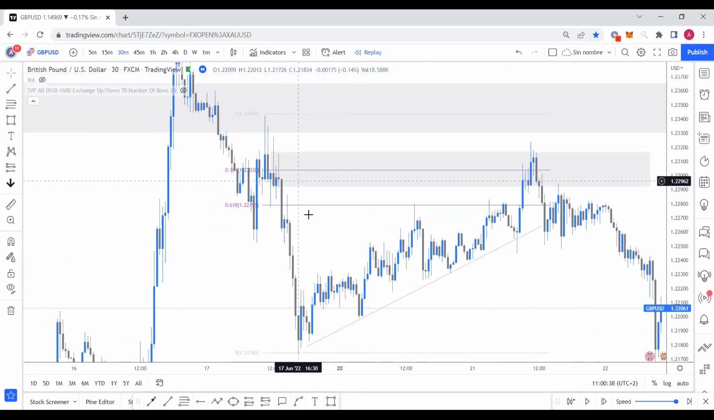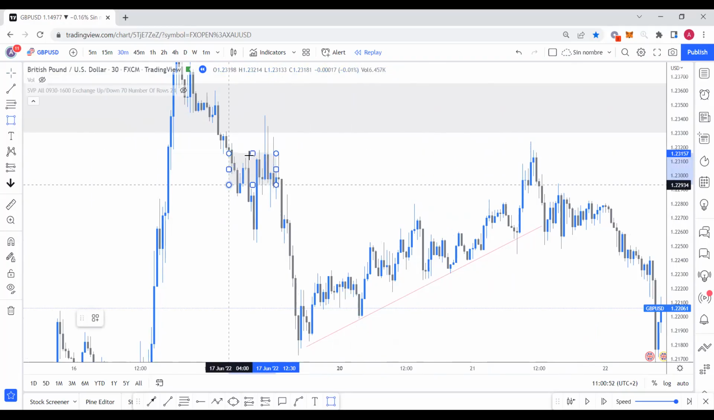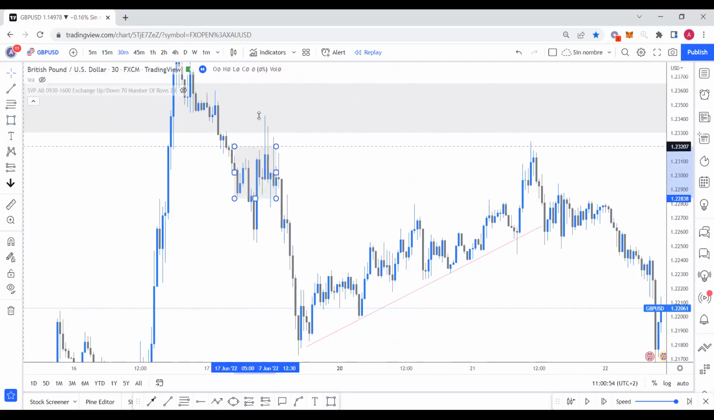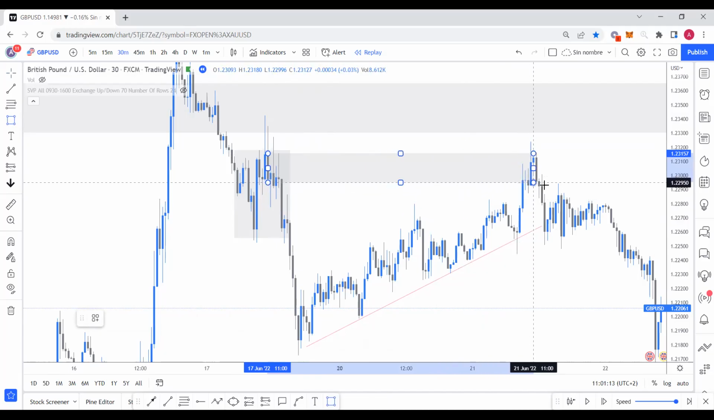price is in a bearish trend. Price created this range right here. Price broke it to the downside. Price created a supply zone. These are the setups I'm looking out for daily, and this is what I'm sending you guys daily.